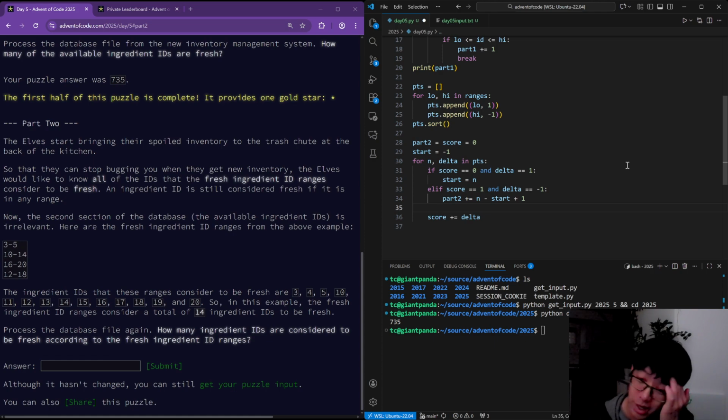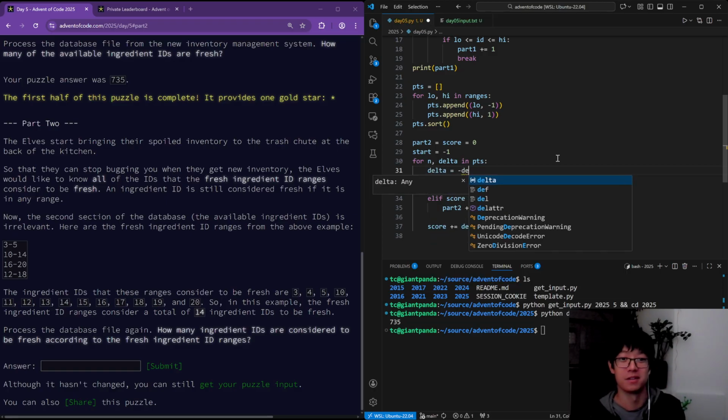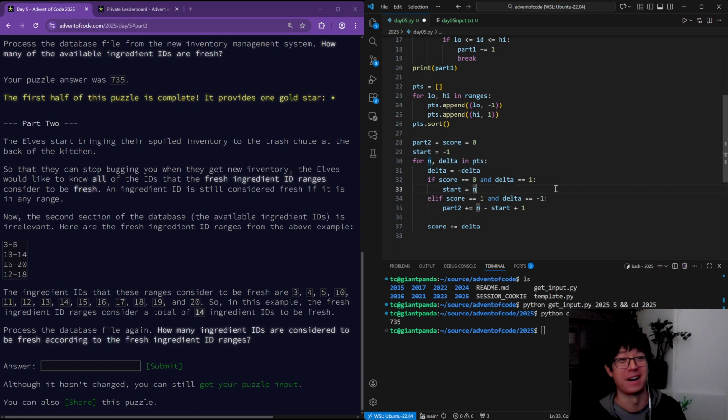We got to process the -1 first. No, we're going to process the -1 first, but if we process the +1 first, it would be okay. Oh, well, okay, we'll just flip these. That way we process the start of a range first. And then to make it simpler, I'm going to say delta equals negative delta. Is that going to make it simpler? I don't know. Who knows? Okay. This should be okay.